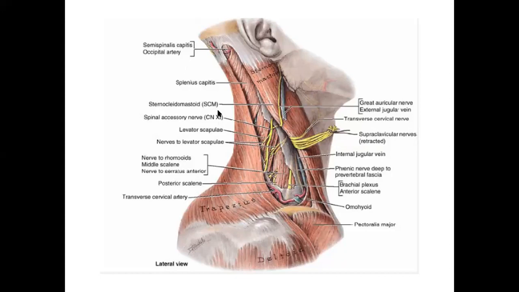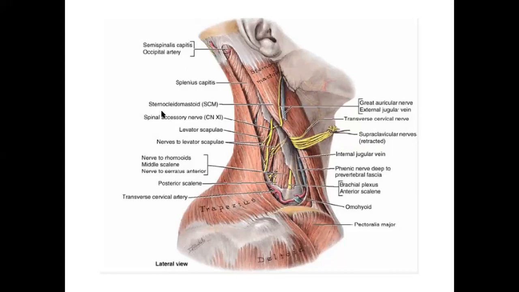How many cranial nerves do we have? Anyone? 11 pairs? 11 pairs or 12 pairs? 12 pairs, sorry. 12 pairs of cranial nerves are there, right? And this is which one? The 11th one.